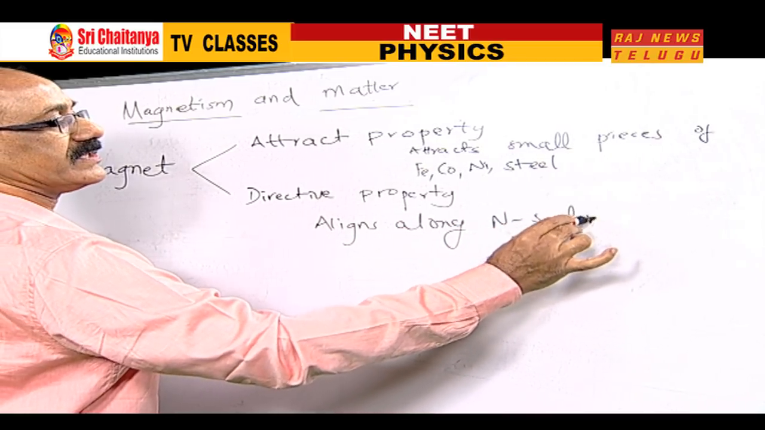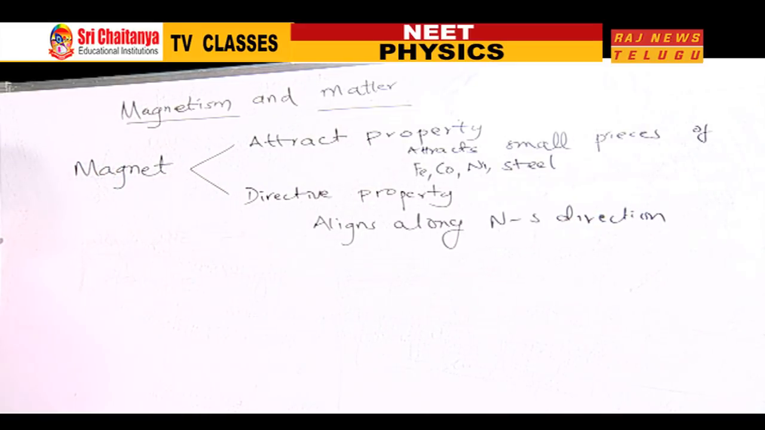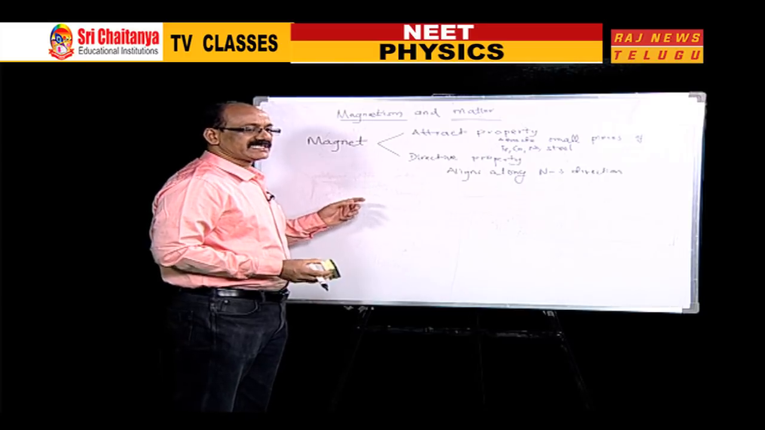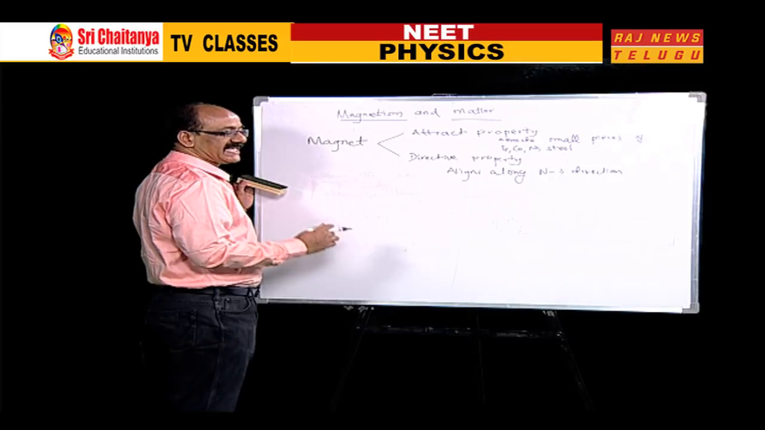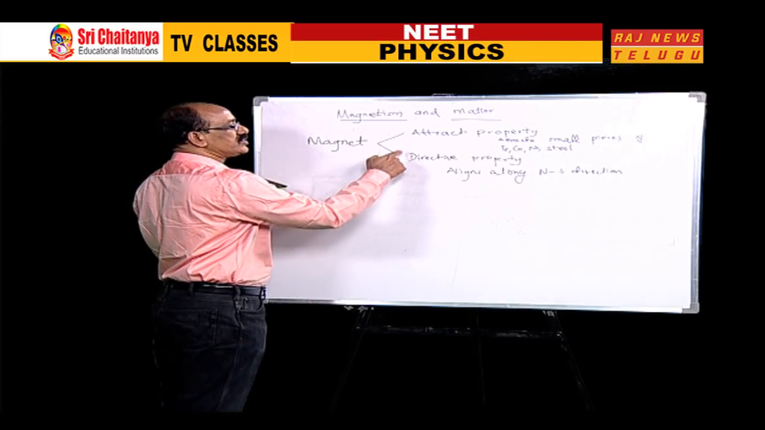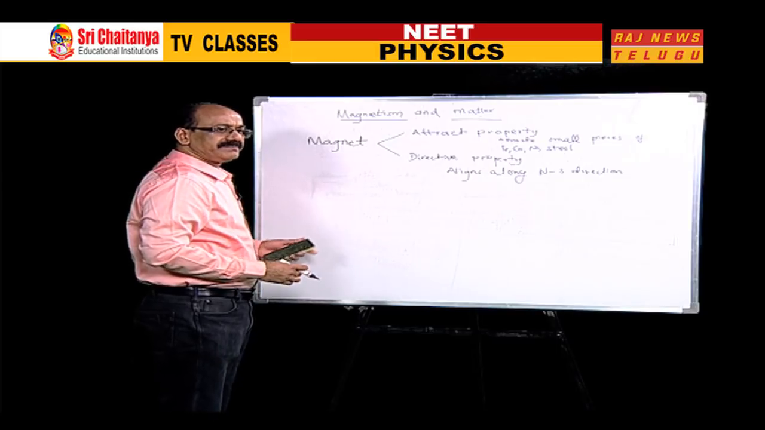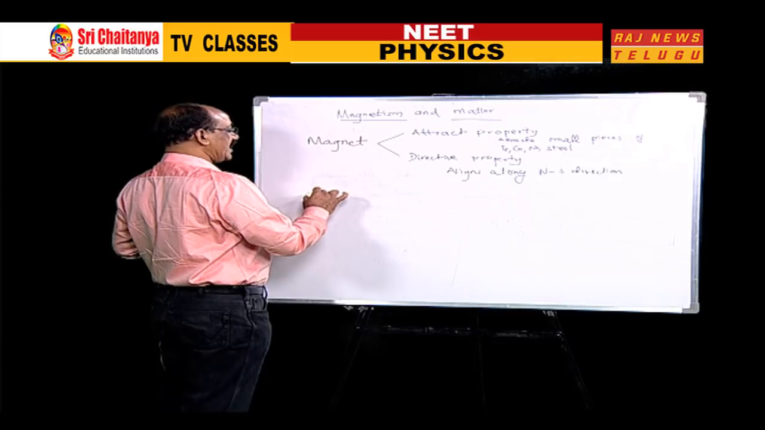Why would it align along north-south directions? Why would it attract small pieces of iron, cobalt, nickel? We'll discuss after the theories of magnetism. Till then, we shall accept that anything which shows these two properties is called a magnet. And based on the shape, there are different types of magnets that we come across.